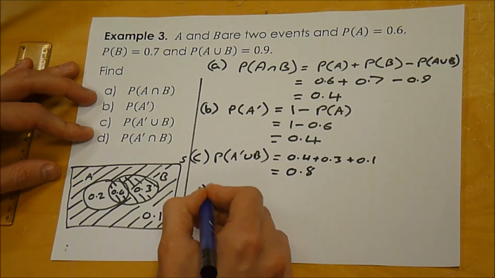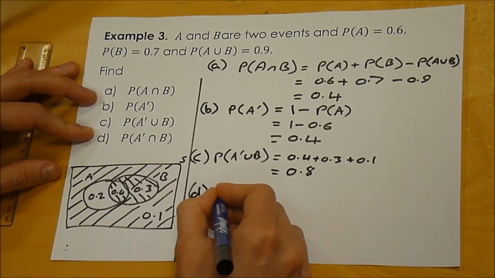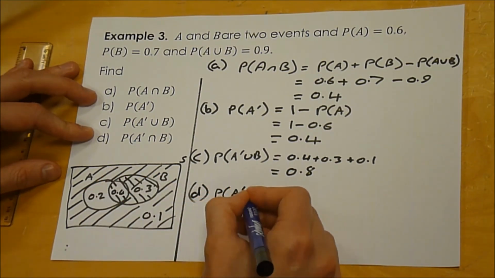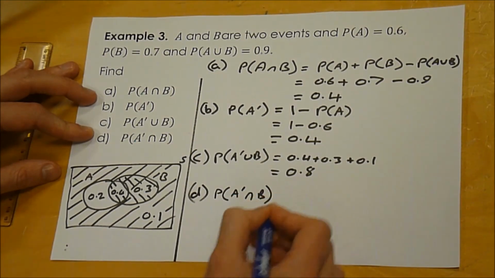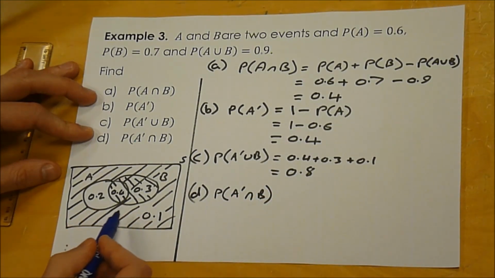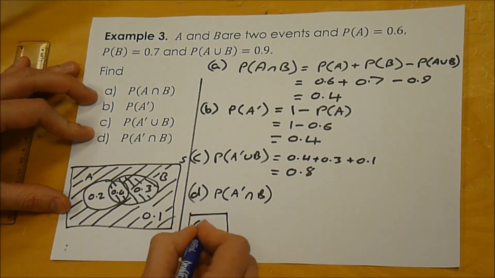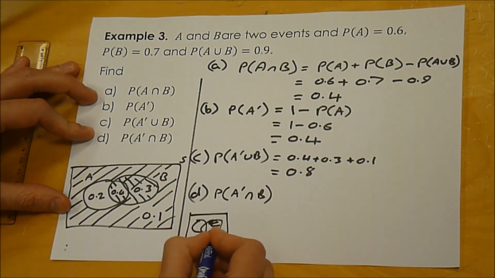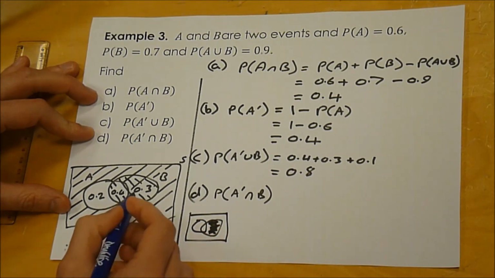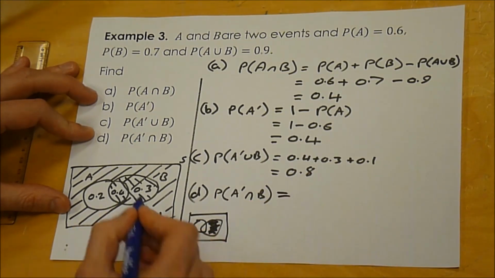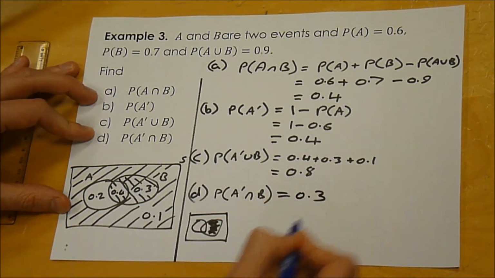Alright, for D, this is the probability of not A and B. So for this bit, we want the bit where it overlaps, crisscrosses. If you see in your little diagram, that's this bit here. And we can see straight away, from what we've already worked out, that's just 0.3.